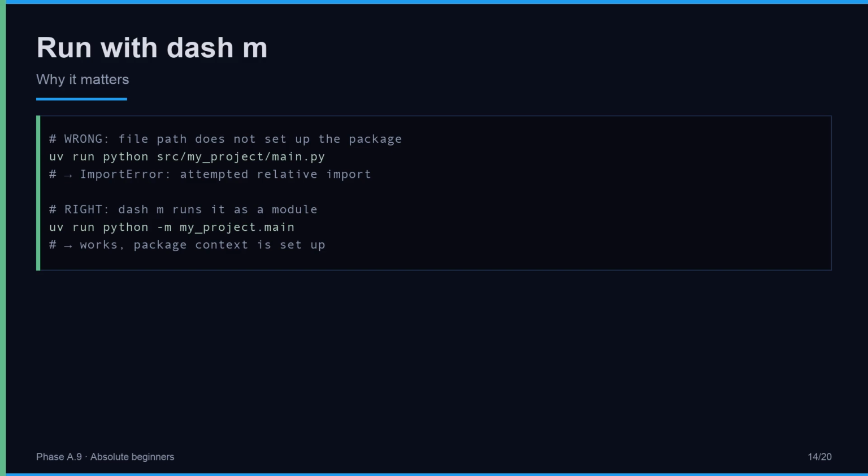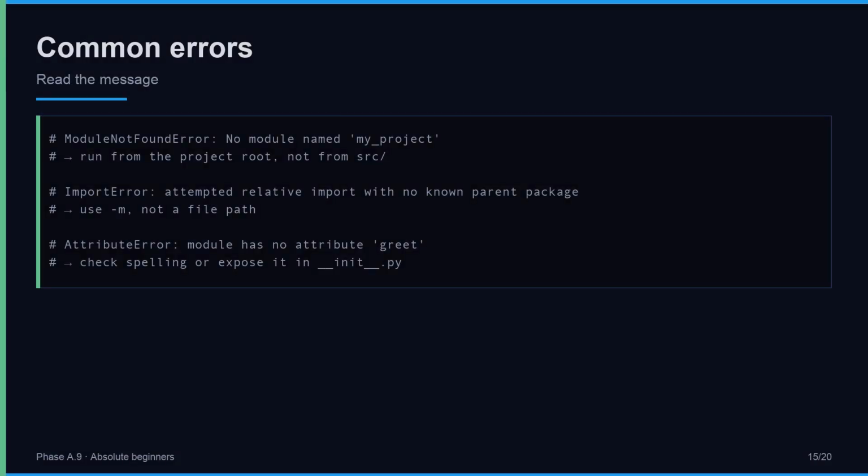Why -m matters. Three errors you will meet. 1. Module not found error: no module named myproject. You probably ran the command from inside src. Move up to the project root. 2. Import error: attempted relative import with no known parent package. You ran the file by path instead of by module name. Use the -m flag. 3. Attribute error: module has no attribute greet. Either the name is misspelled or you need to expose it in dunder_init.py.